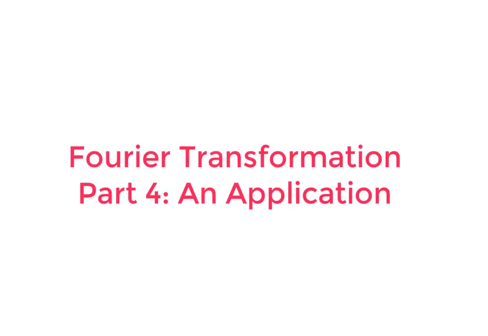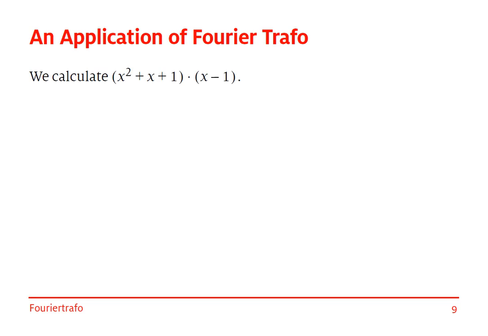In this video, I want to show you an application of Fourier transformation for multiplying polynomials. In this example, we multiply two polynomials. The first one is x squared plus x plus 1, and the second one is x minus 1.